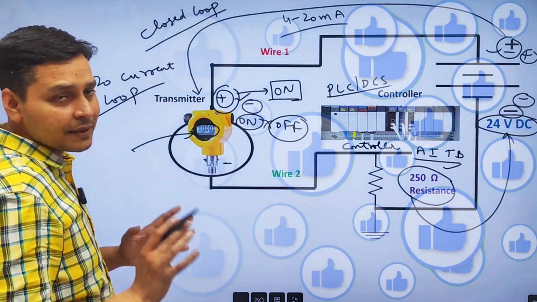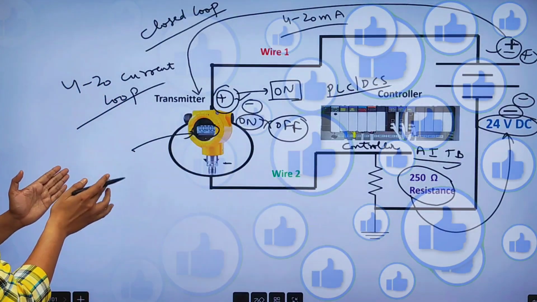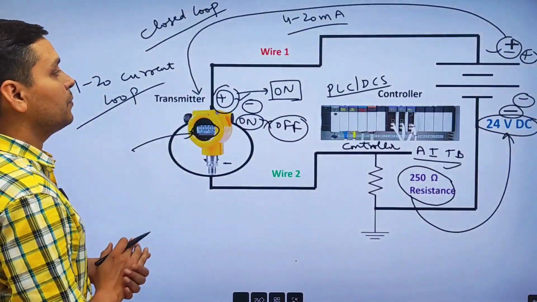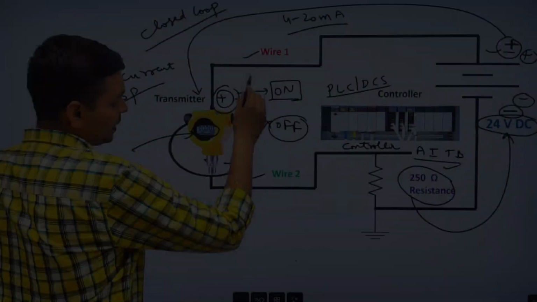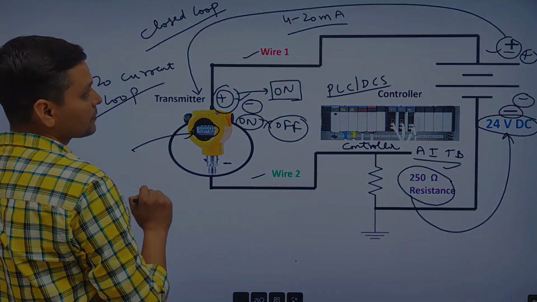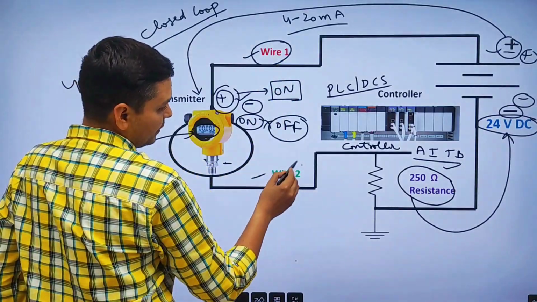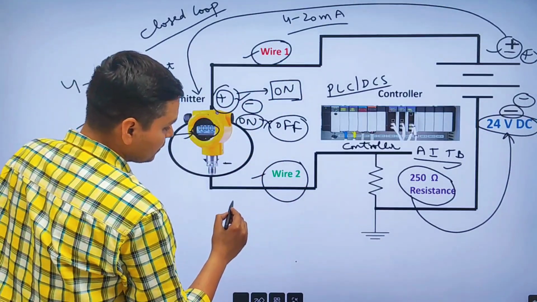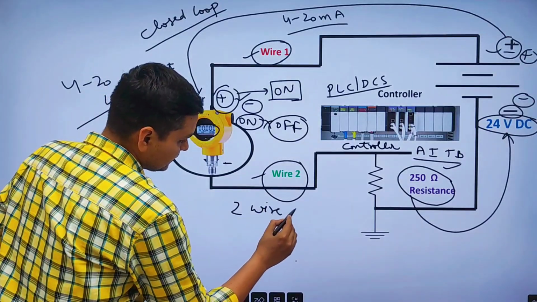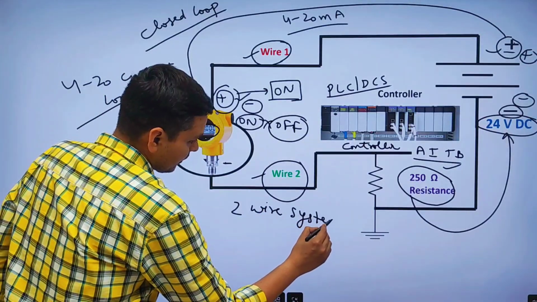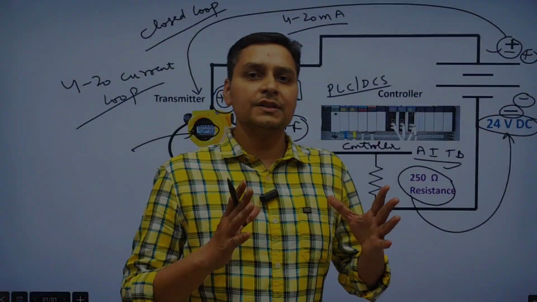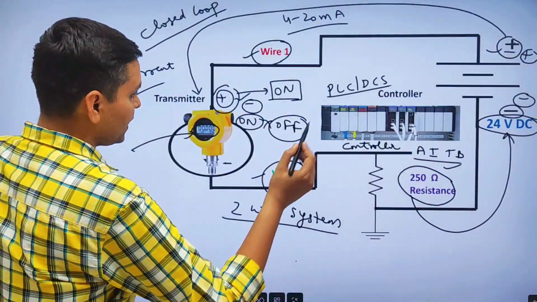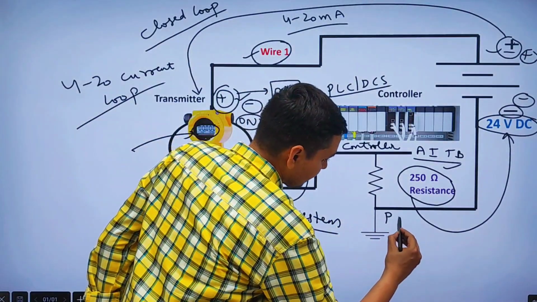I think it is clear to you why we name it the 4 to 20 milliampere current loop signal. Here is one important point you need to understand: we are using two wires, wire 1 and wire 2. Because two wires are used, it is also known as a two wire system. So what is the 4 wire system? Reply in the comments.